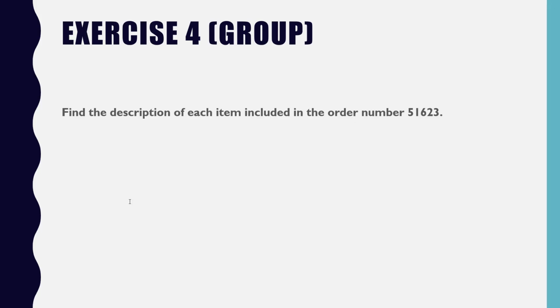Because it's saying find the description of each item included on the order number. Well, order number's in 2 places, orders and order line. But order num has no relationship with item. And we're trying to bring order stuff together with item stuff, right? This is item stuff, and this is order stuff. Well, the only place where those two even can coexist is in the order line table.